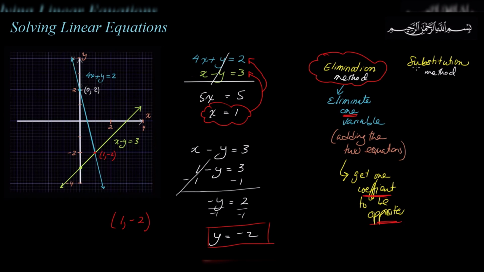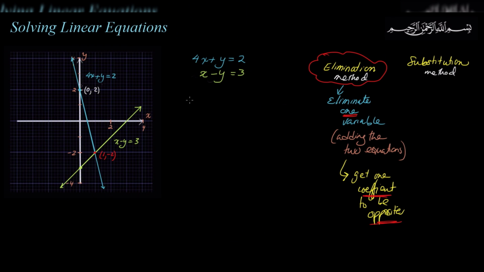Now, the second method of solving a set of linear equations is the substitution method. Substitution method says that you solve one of these equations for either x or y. If you're given the equations as x equals or y equals something, that's great. But if they're not, you get them to be x equals something or y equals something, and then you substitute that in the other equation to solve. So here we're going to try to solve this same set of linear equations using the substitution method.